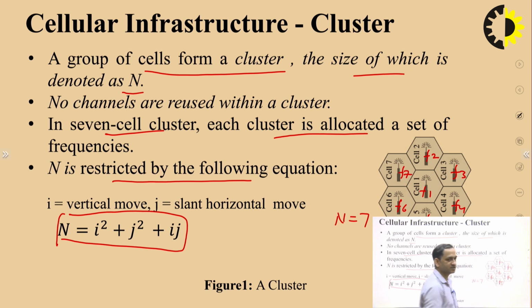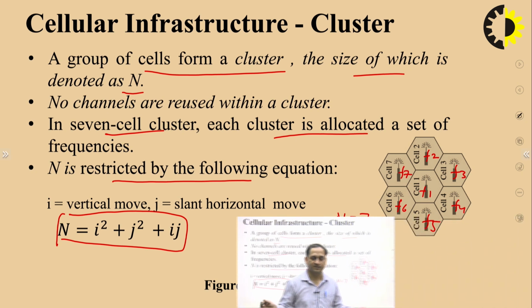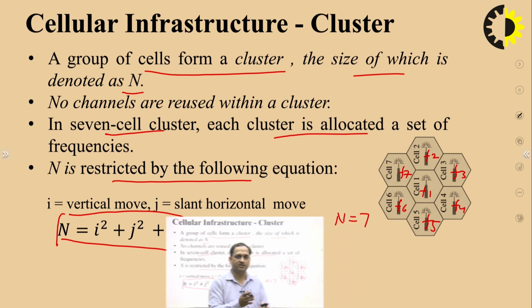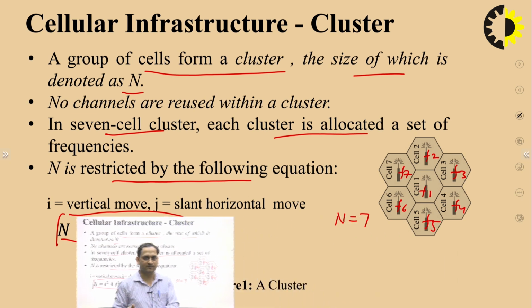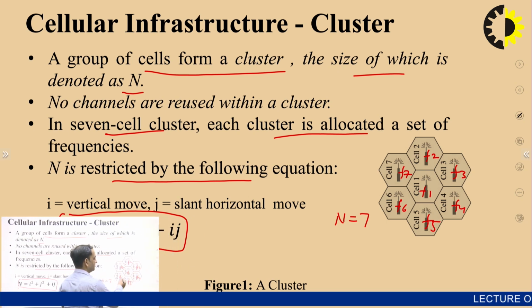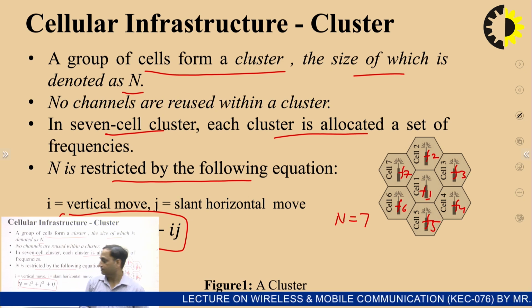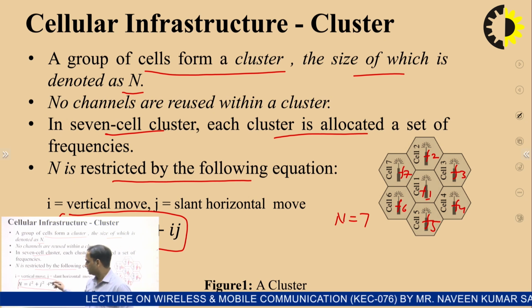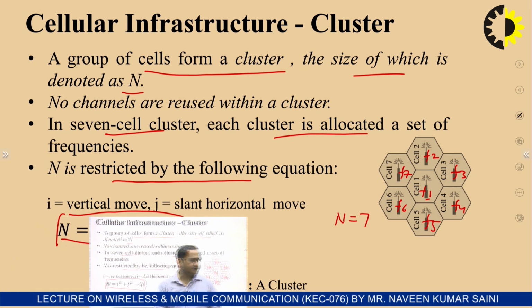So in a given band of frequencies, we divide this band into 7 different frequencies. We are not using the same f1 frequency in any other cell of the cluster, right? Every cell is defined by a different frequency, f1 to f7. The same frequency is not used, so we call it a cluster. One cluster, different frequencies. So the cluster size, as we said, is N equal to 7.